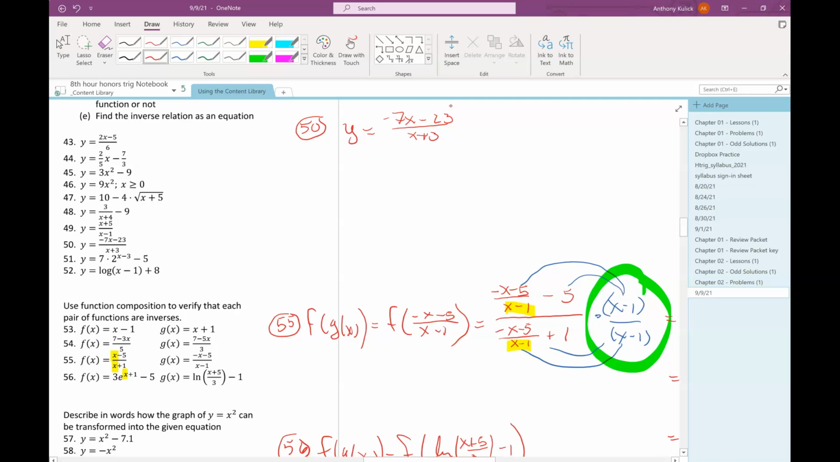Negative x minus 23 over x plus 3. Okay, so this is one where I have x's in two different locations, right? I have x's in the numerator, x's in the denominator. I think the first thing I would want to do is get rid of the fraction, so I can just think about this as a cross multiplication thing. Or multiply both sides by x plus 3. That's fine to think about it that way also. Then I'll distribute the y through.